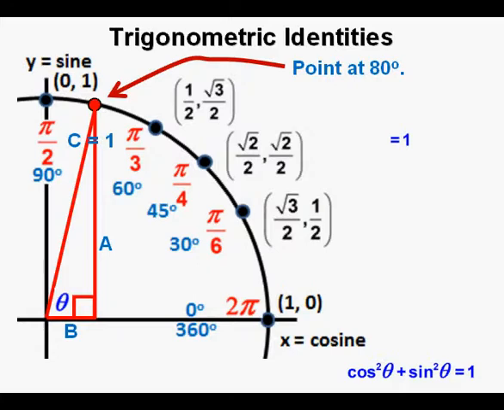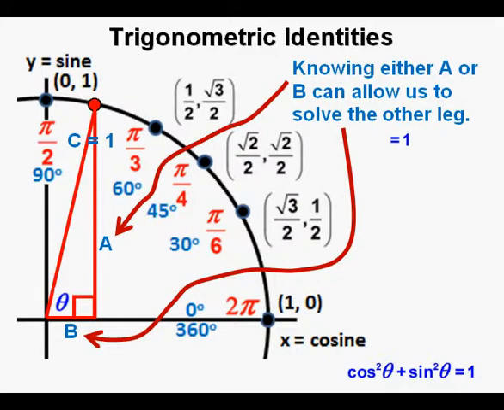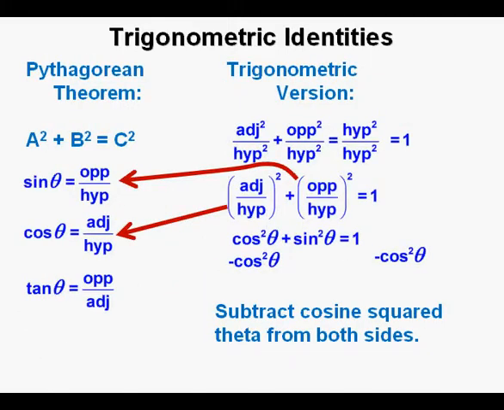The radius is 1. So this means that if we know either A or B of this triangle, which would be either sine or cosine, we can solve for the other leg of that triangle using the Pythagorean Theorem, since we know that the hypotenuse is 1. We'll use this identity at the end of the lesson to solve for sine or cosine.